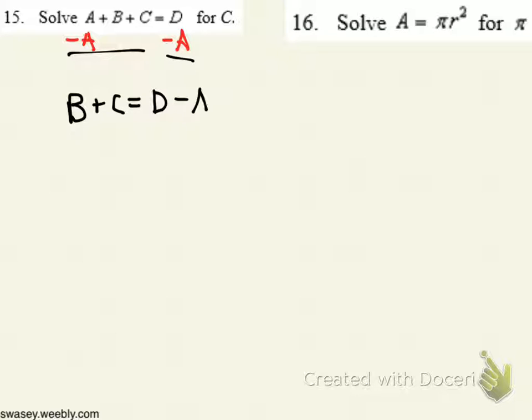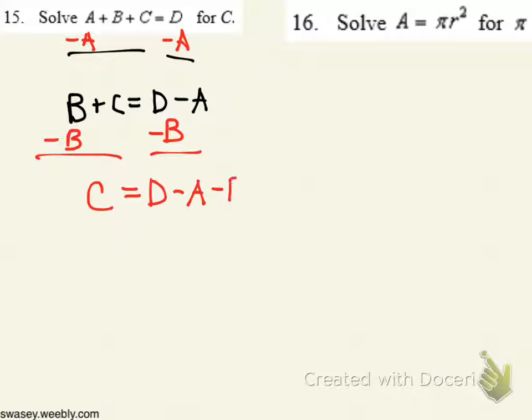I'm trying to get the C by itself. Get rid of the B that's being added. Subtract B from each side. And so we have C equal to D minus A minus B. You got the C by itself. We're done. And on the right side, we did not have any like terms, so you can't combine them.